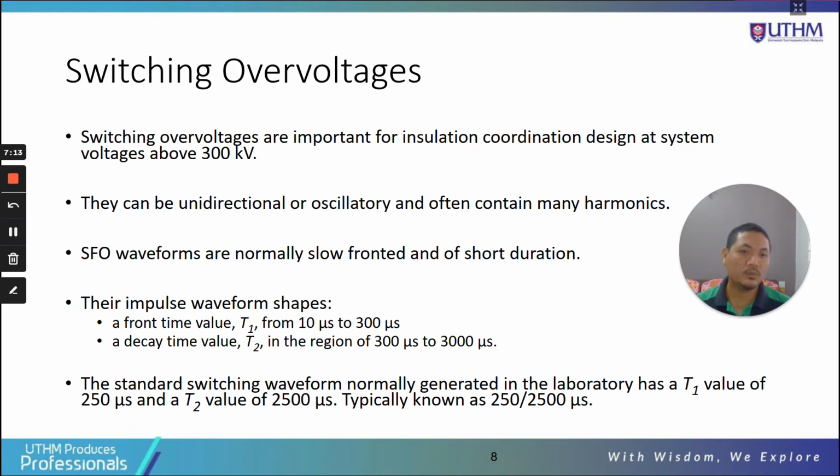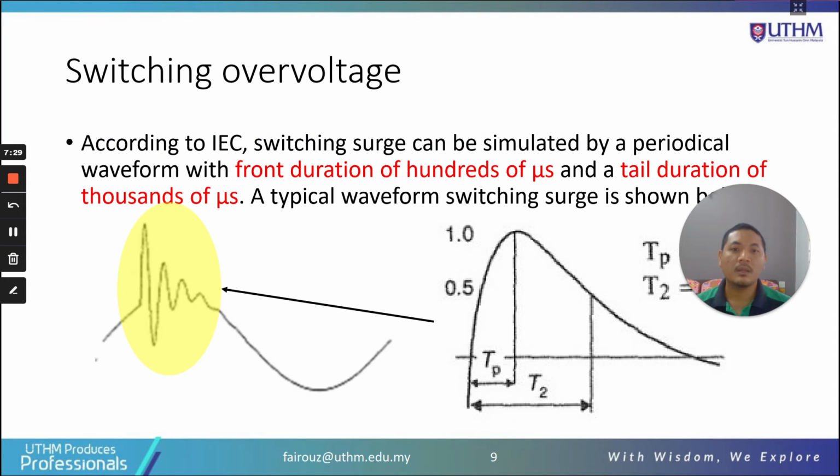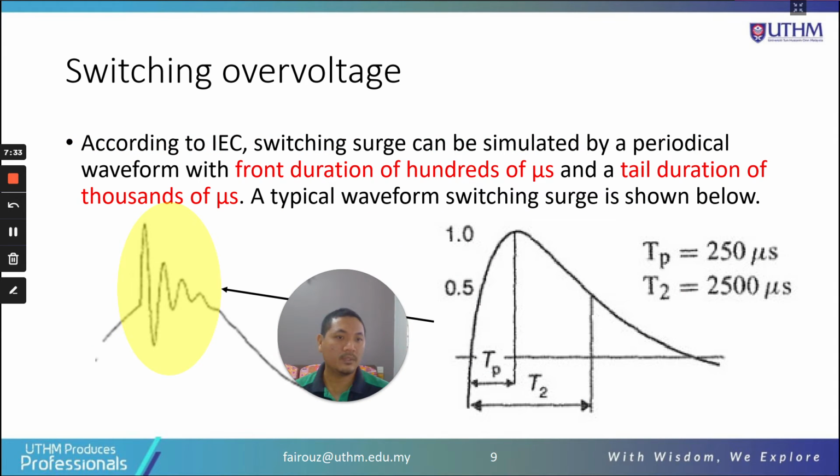So 250 slash 2500 microseconds, compared to 1.2 slash 50 microseconds for lightning. So this is a bit slower, 250 slash 2500 microseconds. So 2500 microseconds is the time for the overvoltage to rise from 0 and decay, reaching 50% or 0.5 pu. That is the decay time, the T2 time.